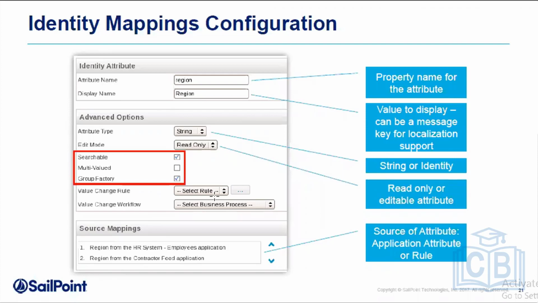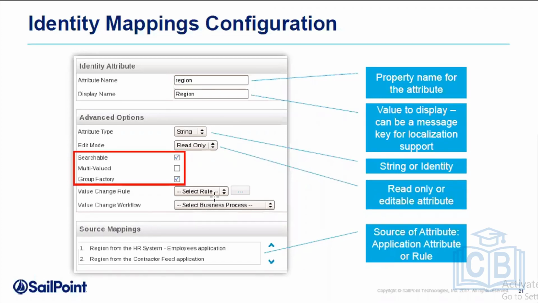Now, group factory. So what is meant by group factory, and why have I selected the group factory for region? Group factory means the group of identities are residing in one particular attribute. For example, region is such kind of an attribute where a group of identities will be located in one particular region, right? So first name, last name, we cannot call it a group factory. Why? Because a number of IDs will not be stored under first name, right? Whereas a number of people will be stored under one department, one region. Manager ID also, you can call it a group factory because a number of employees will be reporting under one manager, like that.